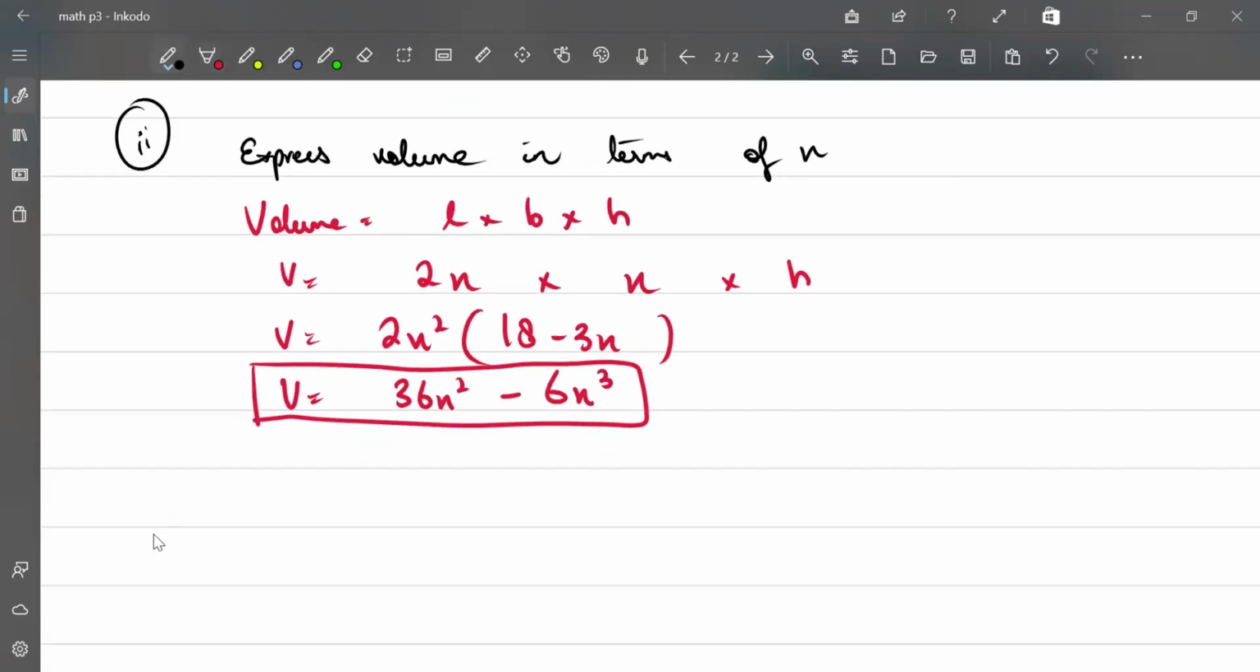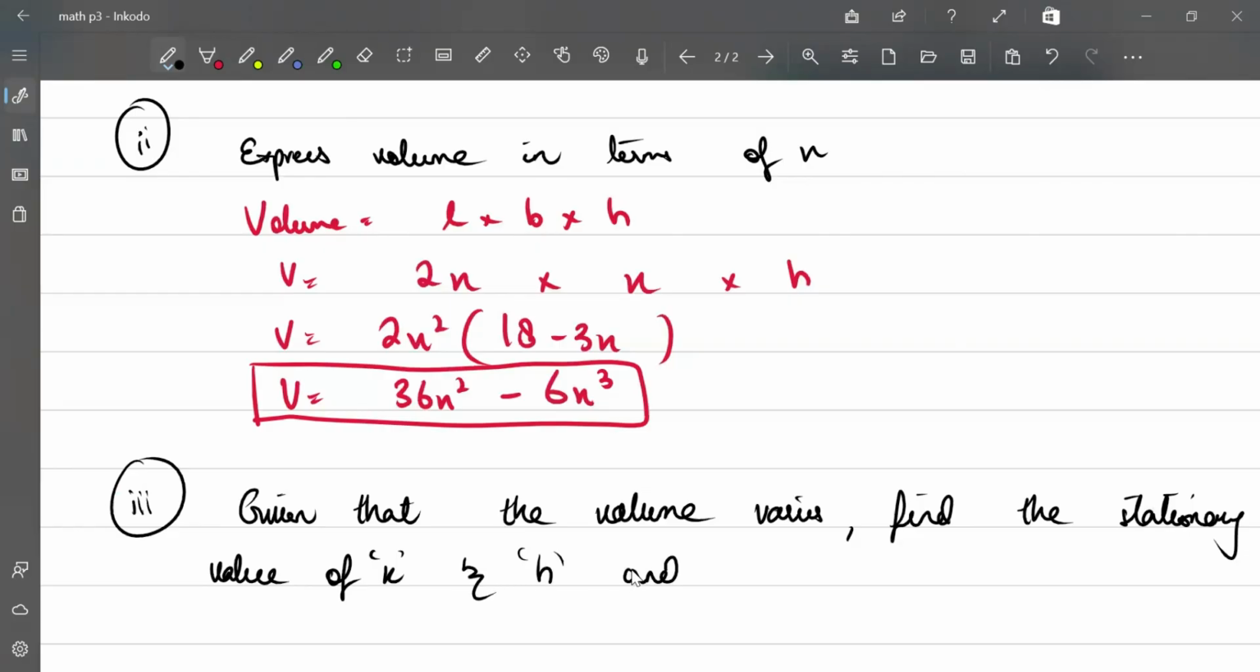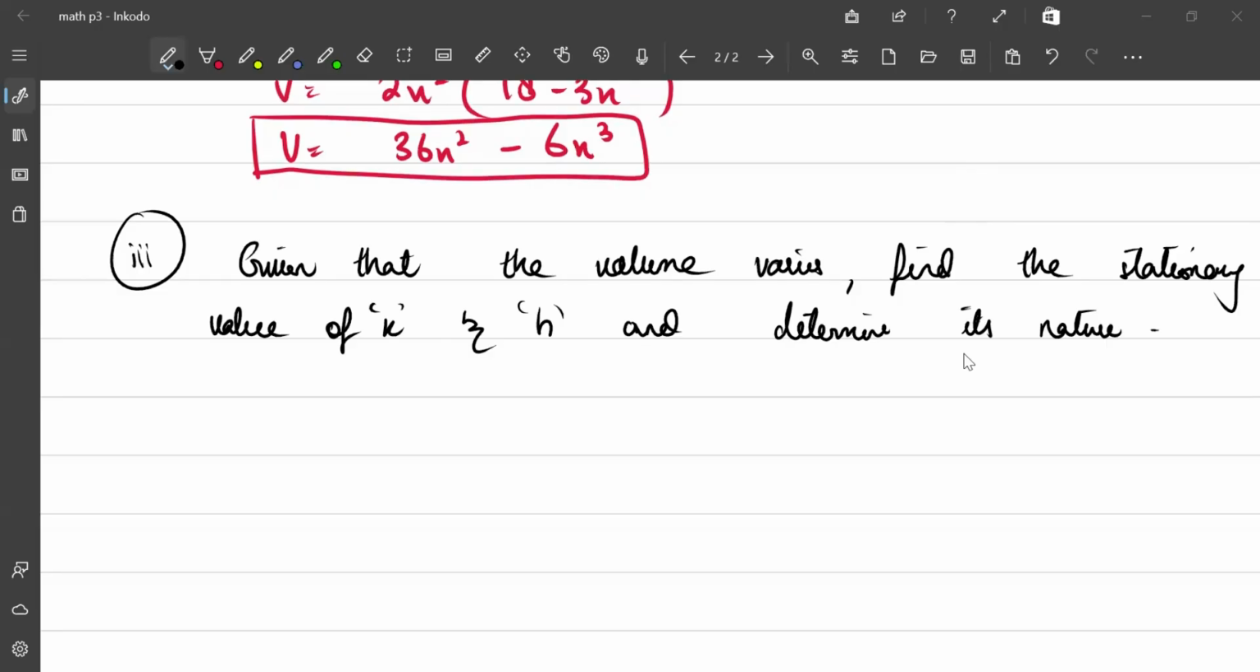Now, part 3. Part 3 says, given that the volume varies, find the stationary value of x and h and determine its nature. All right. So we need to determine, given that the volume varies, the stationary value of x and h and its nature.